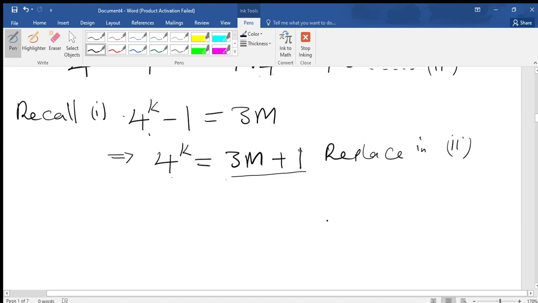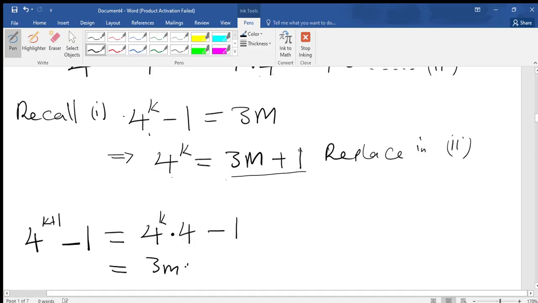So in equation 2, where we had 4^(k+1) minus 1, this now led us to 4 multiplied by 4^k multiplied by... minus 1. Apart from 4^k, we put in 3m plus 1. We close the bracket, but remember it is multiplying by 4 outside, then minus 1.